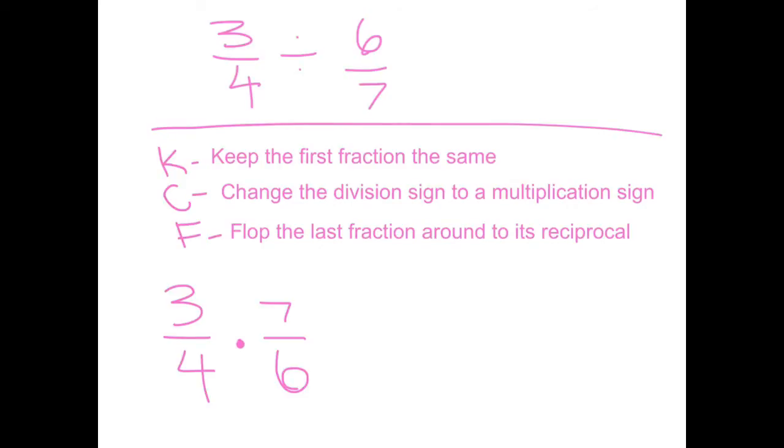So now all we have to do is multiply 3 times 7 and 4 times 6. Since 3 can go into 6, we make this a 1 and this a 2 because 3 goes into 6 2 times. So 1 times 7 is 7 and 4 times 2 is 8. Since that can't be simplified, 7/8 is our answer.